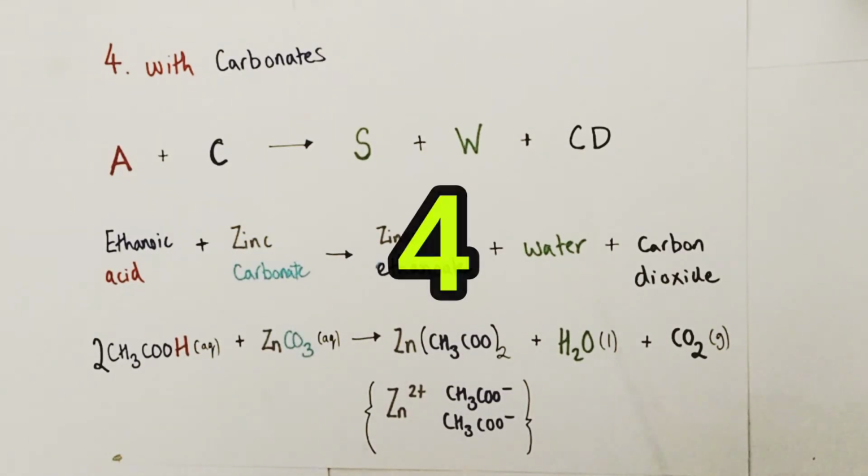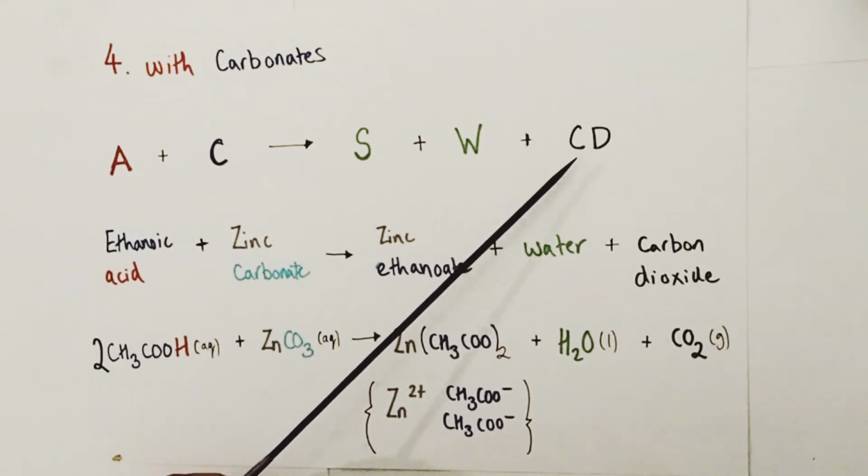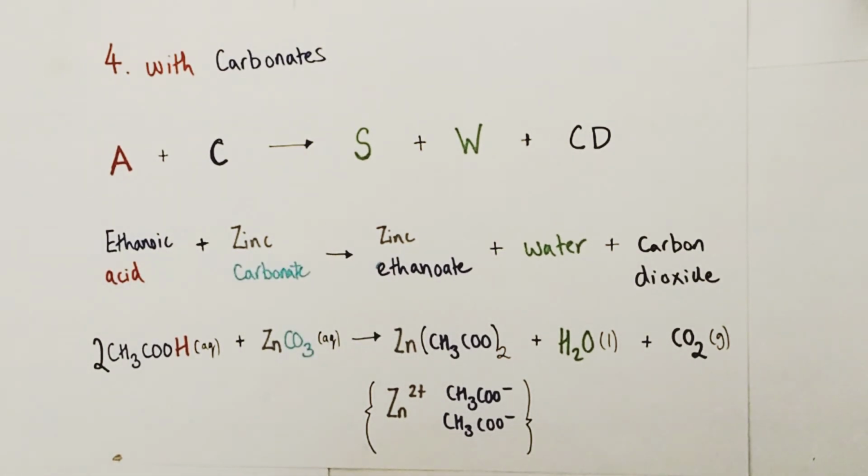Finally, we have number 4, the reaction of acids with carbonates. I'm kind of stretching the general equation beginning letters thing a bit here, but we have an acid reacting with a carbonate to form salt, water, and carbon dioxide gas. Again, the salt will form a neutral pH 7 solution, water is a neutral liquid, and carbon dioxide is a gas. The example: ethanoic acid, vinegar, reacting with zinc carbonate, a metal carbonate, to form zinc ethanoate, a salt, and water and carbon dioxide.